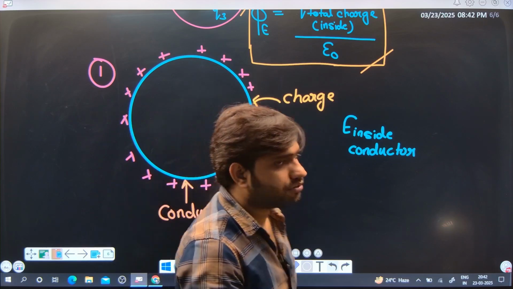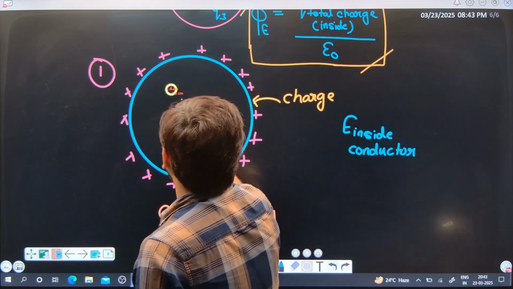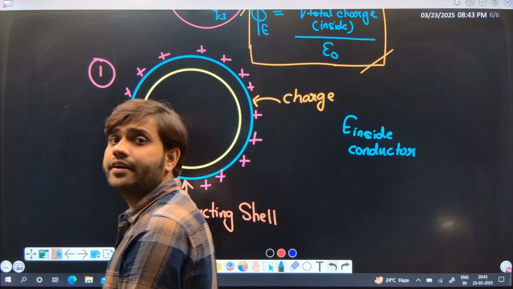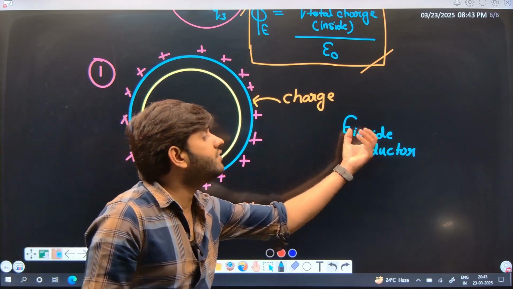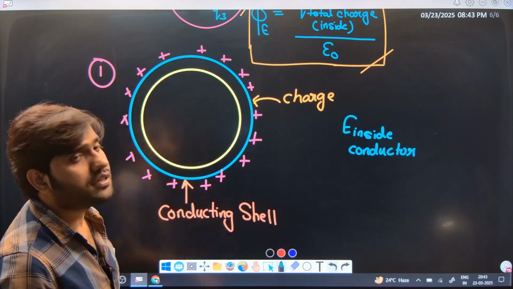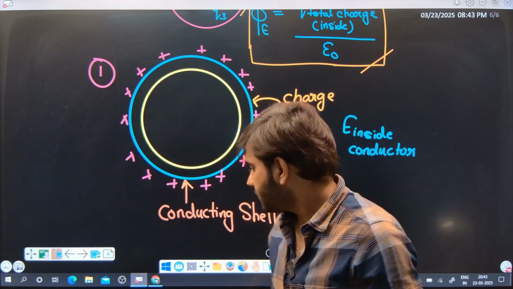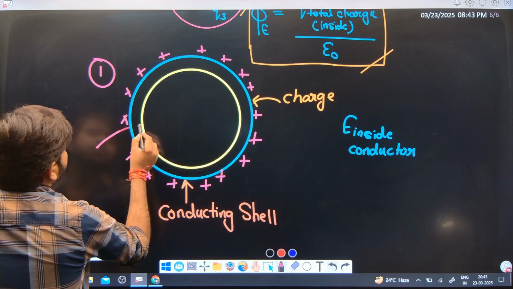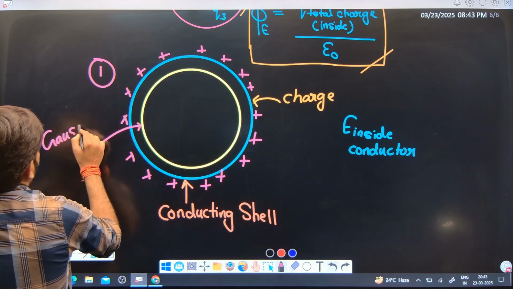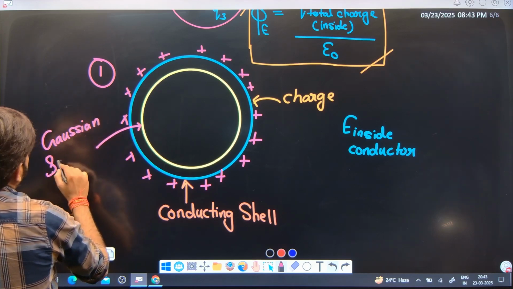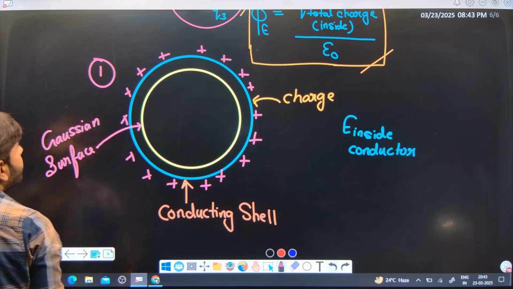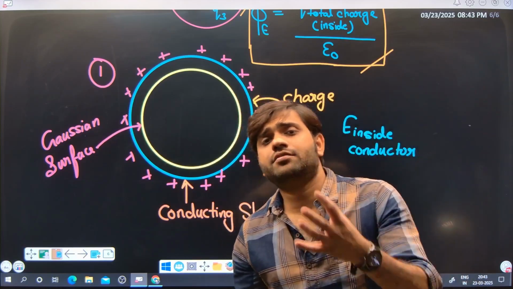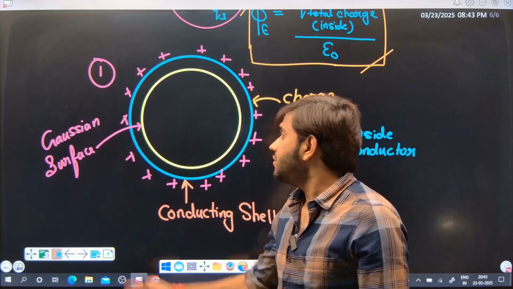Because of Gauss law, we'll make a Gaussian surface inside the conductor. Yes, this is the Gaussian surface. It is inside because we have to find the electric field inside the conductor. This is an imaginary surface, so we can draw it anytime, anywhere. I am writing each and everything here so that you can imagine what I am telling right now.